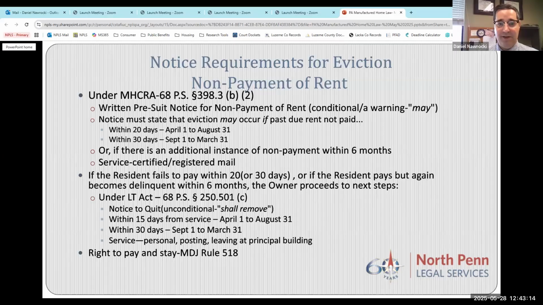Another really important thing, a difference from regular landlord-tenant cases, is the type of notice that has to be given, or the method of service. It has to be by certified registered mail. The MHCRA requires that. A lot of times manufactured home community owners don't do that. They tape it to the door, they hand deliver it, but they don't send it by certified or registered mail.